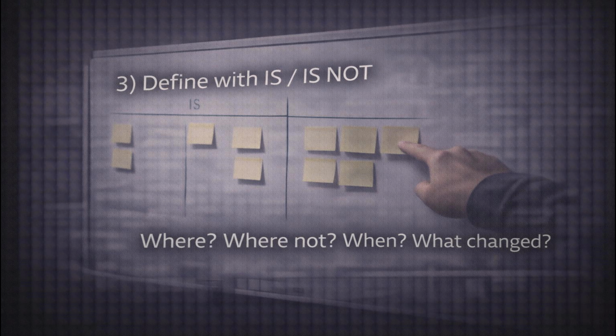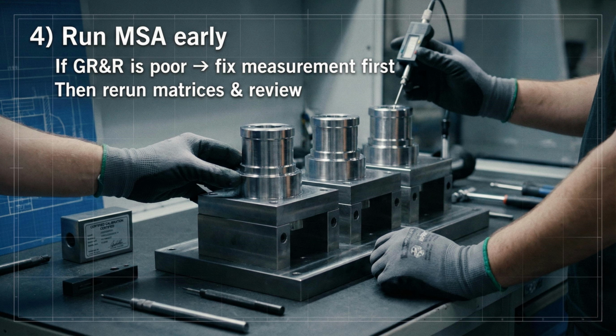3. Define the problem with an IS/IS-NOT matrix. Where does it exist? Where not? When did it start? What changed? Show this table to the customer, and it signals you're on target. 4. Run MSA early. If GR&R is poor, your first fix isn't the root cause, it's the measurement system. Then, rerun your matrices and review findings.